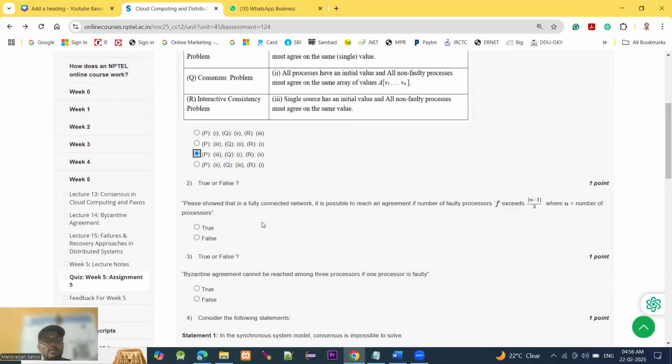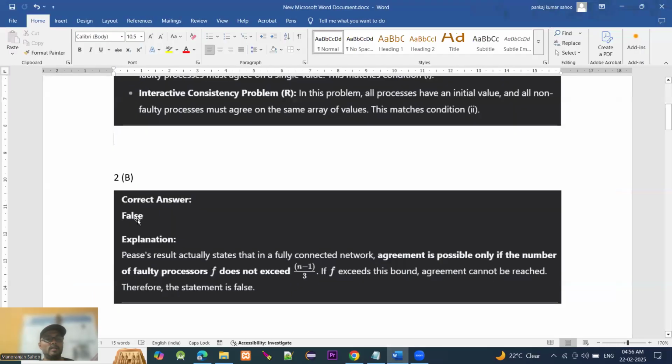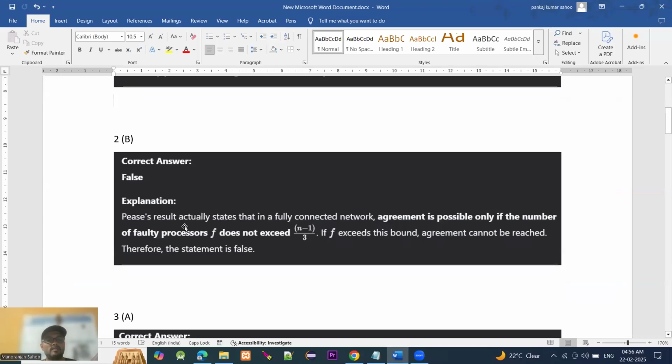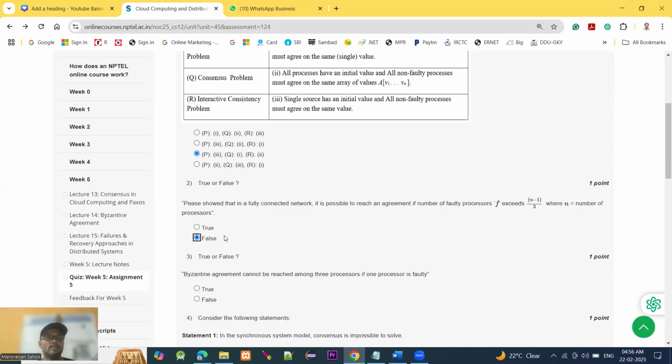Now moving to question number 2. In a fully connected network, it is possible to reach an agreement if the number of faulty processes exceeds (n minus 1) by 3, where n is the number of processors. Which type of statement is it? This is a false statement, so 2B. This result actually states that in a fully connected network, agreement is possible only if the number of faulty processors does not exceed this bound. If this bound is exceeded, the agreement cannot be reached. Therefore, this statement is false. So 2B is the answer.